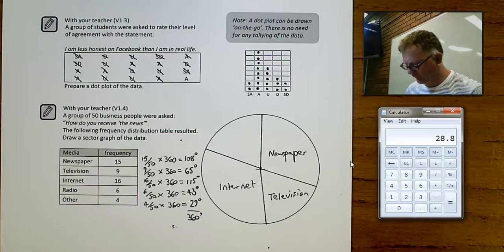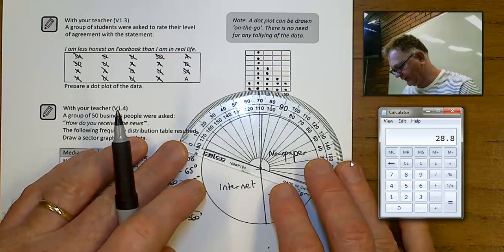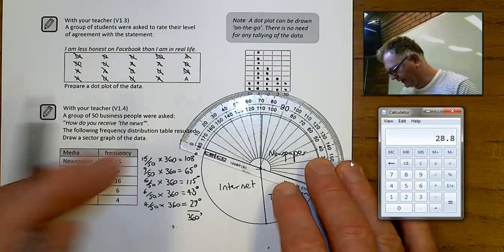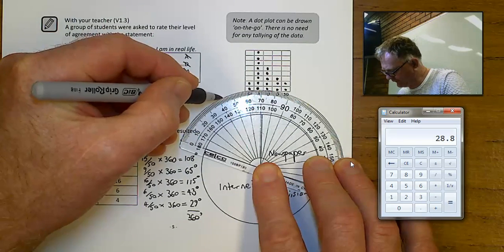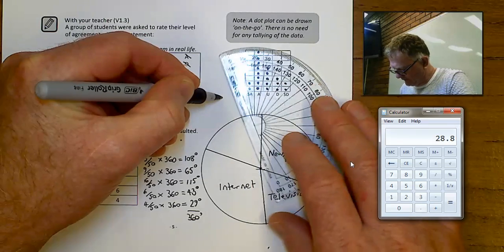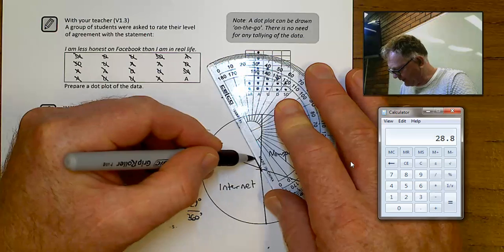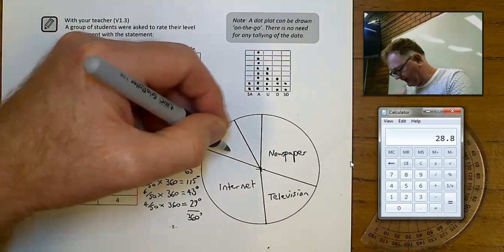Two more to do. 43 degrees. Put the 0 line on the line and the centre on the centre. Try and be nice and accurate. 43, 45's there, 43's here. And we're going to connect the centre of the circle, head out towards that dot. That was radio.